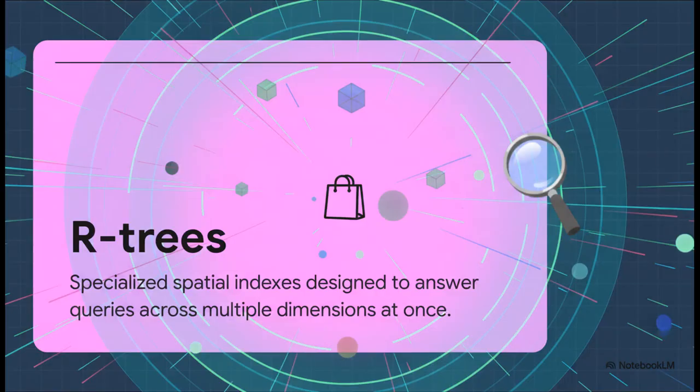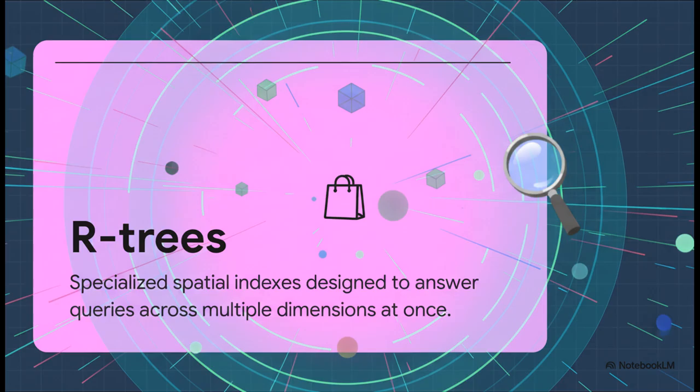To solve this tricky two-dimensional problem, database architects rely on specialized spatial indexes, like R-trees. An R-tree acts almost like a sweeping map radar. It allows systems like PostGIS to pinpoint complex locations in a 2D space all at once.